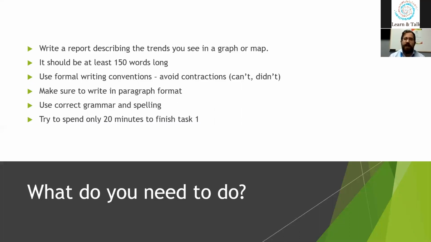Now, as this is formal writing, you have to avoid contractions like can't or didn't. Make sure to write in paragraph format, nicely organized, and of course you have to use correct grammar and spelling. Try to spend only 20 minutes to finish task 1 because remember, your writing contains both a task 1 and a task 2, and you only have 60 minutes to do both. As this is the shorter one, you should only spend 20 minutes on this, so you have a full 40 minutes for your task 2.